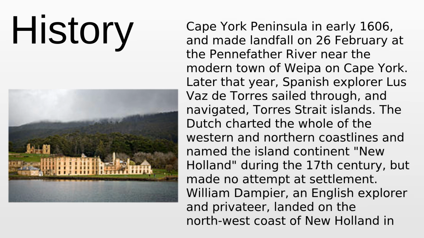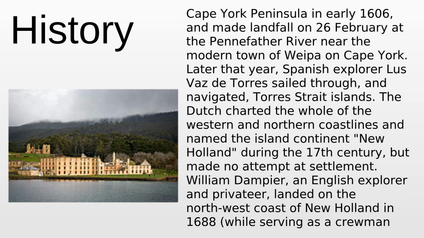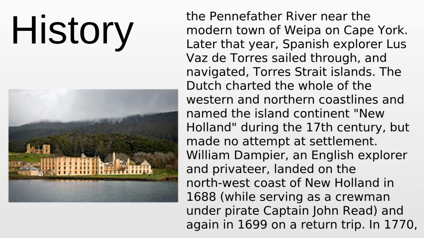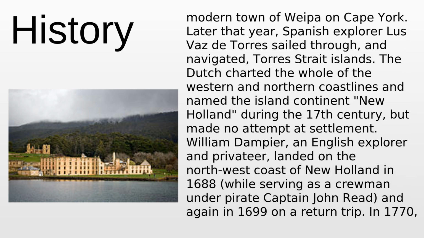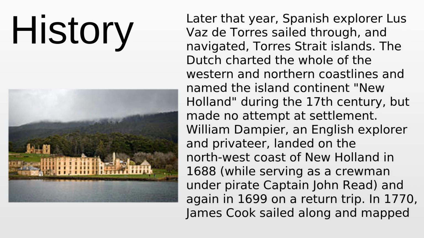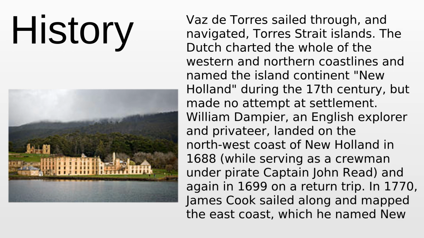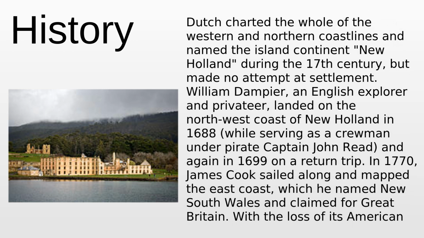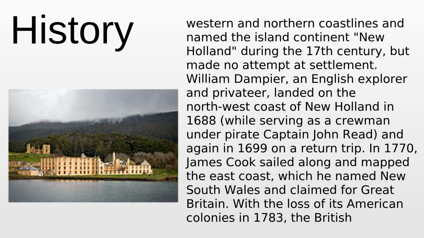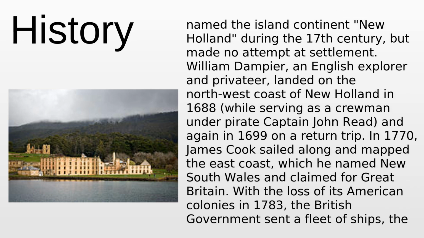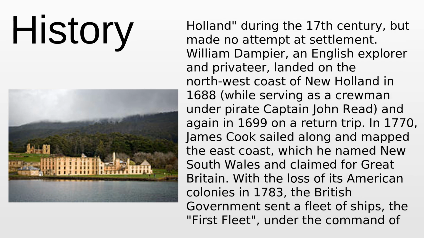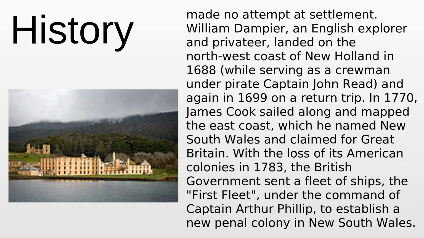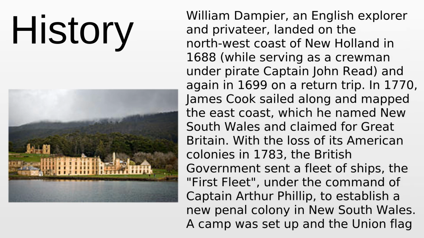Later that year, Spanish explorer Luis Vaz de Torres sailed through and navigated the Torres Strait Islands. The Dutch charted the whole of the western and northern coastlines and named the island continent New Holland during the 17th century, but made no attempt at settlement. William Dampier, an English explorer and privateer, landed on the northwest coast of New Holland in 1688, while serving as a crewman under pirate captain John Read, and again in 1699 on a return trip.